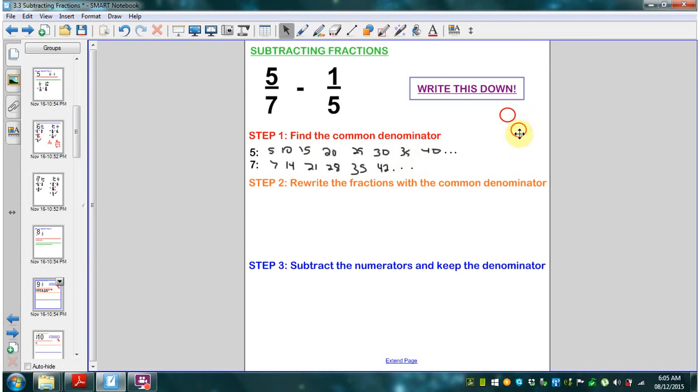So now we're checking for common multiples. We don't have 10 here. We don't have 15. We don't have 20. We don't have 25. We don't have 30. But we have 35 in both. So I'm just going to put a circle around those 35. So that's our common multiple. That's going to be our denominator.